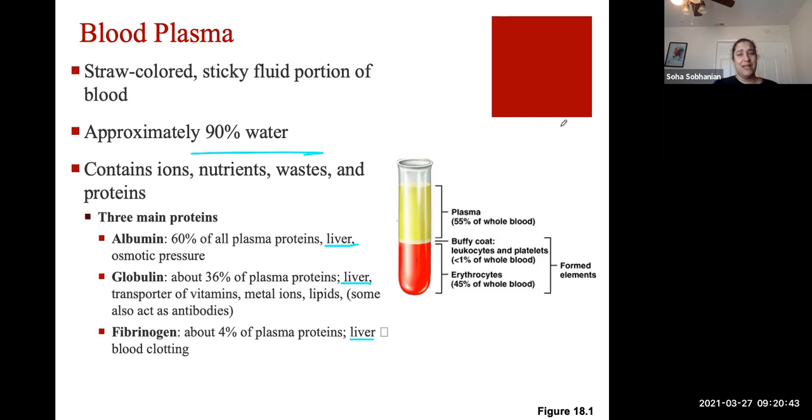Fibrinogen, even though the percentage is relatively low, is extremely important in blood clotting. So fibrinogen works closely with your platelets to cause blood clots. So if you either have low fibrinogen or low platelets, either of those scenarios can lead to bleeding disorders.